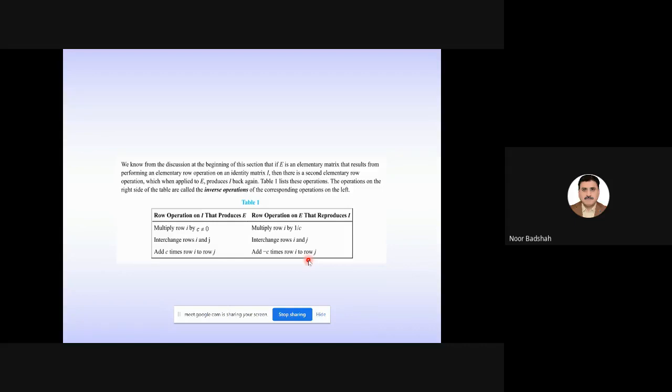If you want to get an elementary matrix, you apply one operation on the identity matrix, and if you want to get the identity matrix back, you apply the reverse operation. If you have done R1 plus c times row 3, then for getting back the identity matrix, you will do R1 minus c times R3.